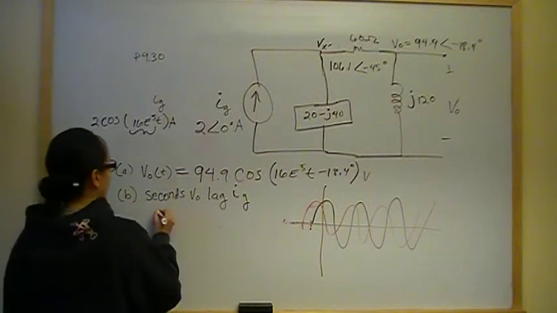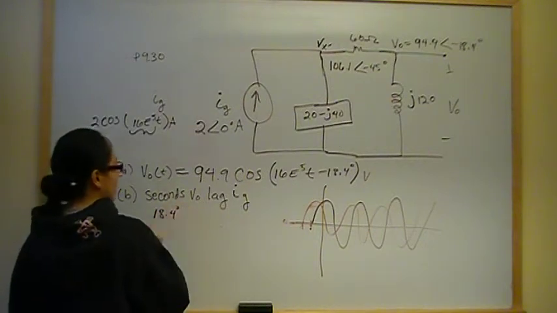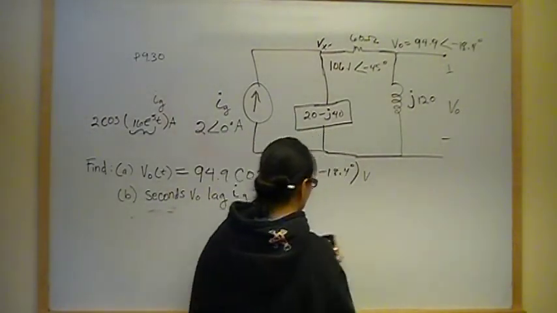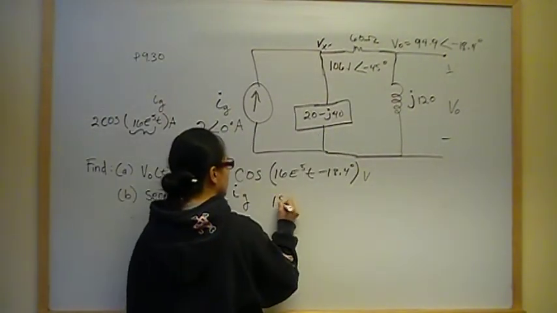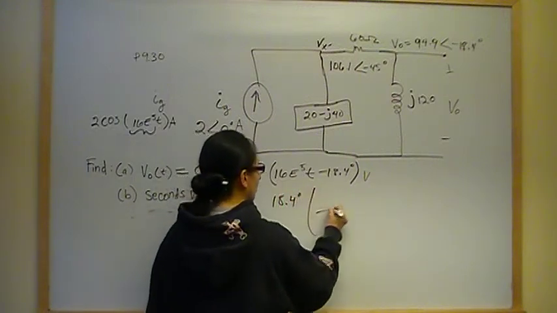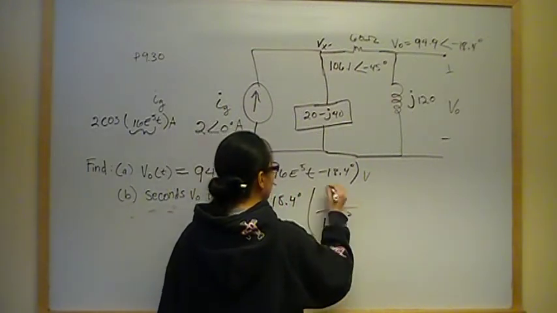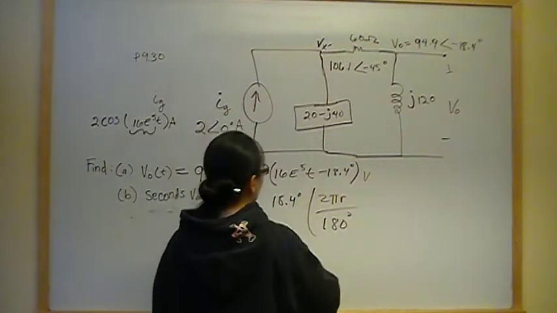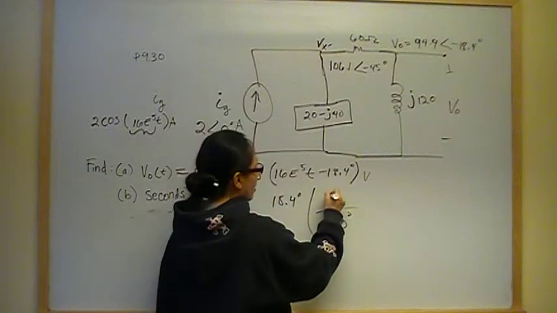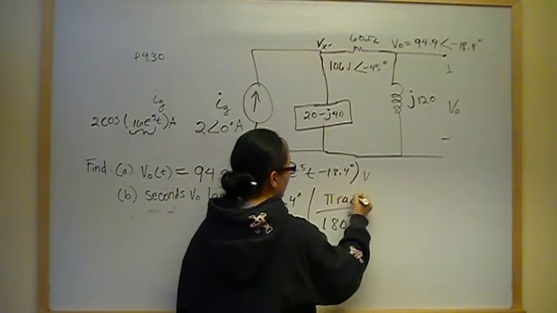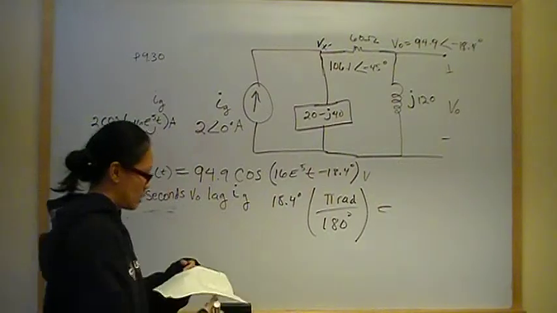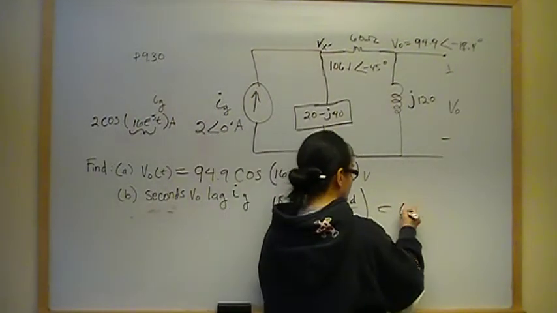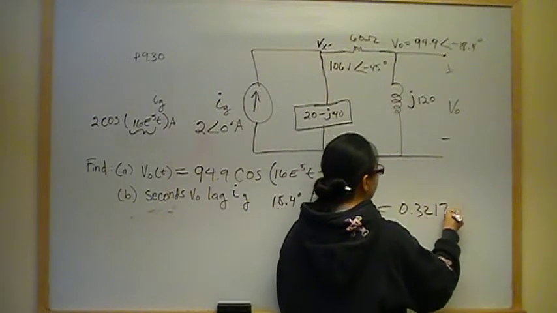So, 18.4 degrees. How many radians is that? Our conversion factor is 180 degrees for pi radians. 2 pi is 360, right? So for pi radians. And my calculator gave me 18.4 degrees is about 0.3217 radians.